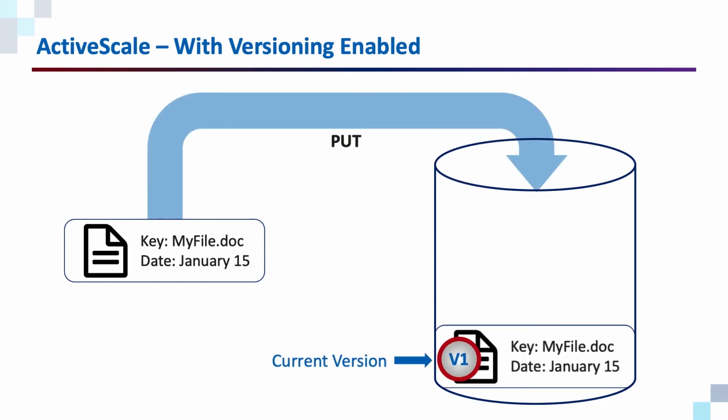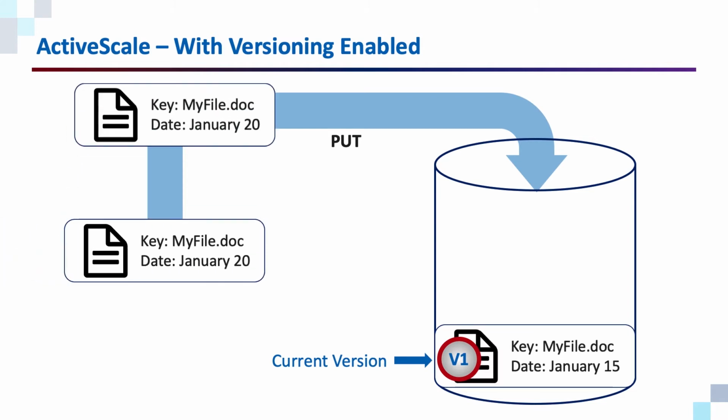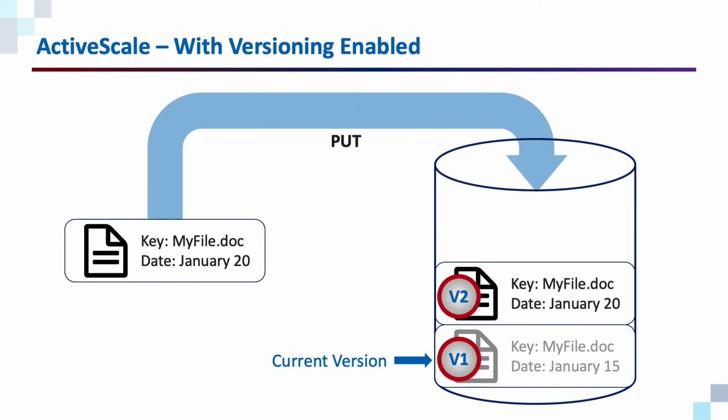When versioning is enabled, files going into ActiveScale are tagged with a version ID and a timestamp. And when you update a file, the previous version isn't removed, it's simply hidden from view. ActiveScale stores every copy of every file and tags them with version ID and timestamp.